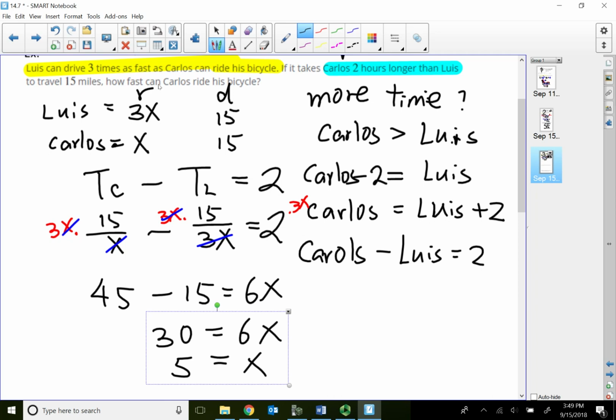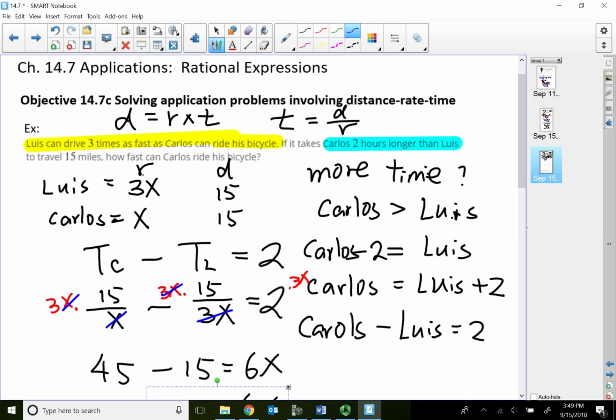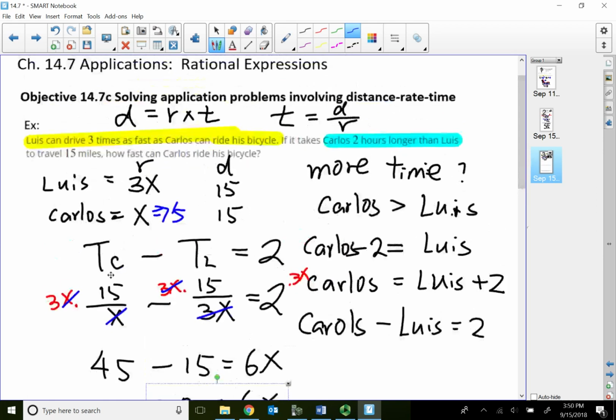So how fast can Carlos ride his bicycle? Remember, when we first translated x and 3x, they were representing rates. So how fast can Carlos travel? 5 miles per hour. Luis is driving at 15 miles per hour. As you can see, when using rational equations for distance, rate, and time problems, we're basically using the concept of time to write out our equation.